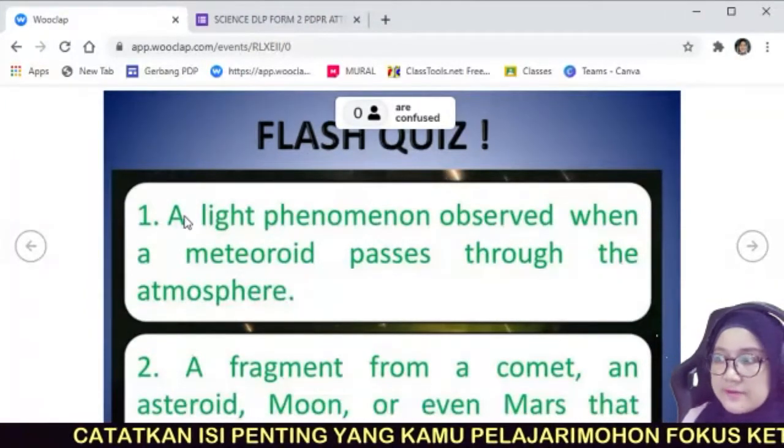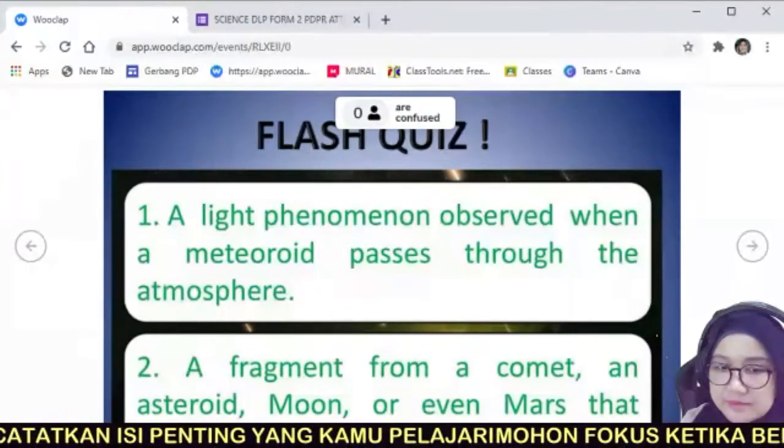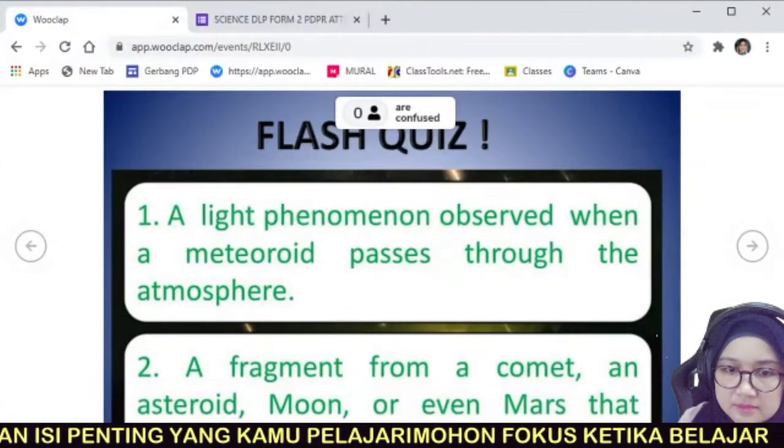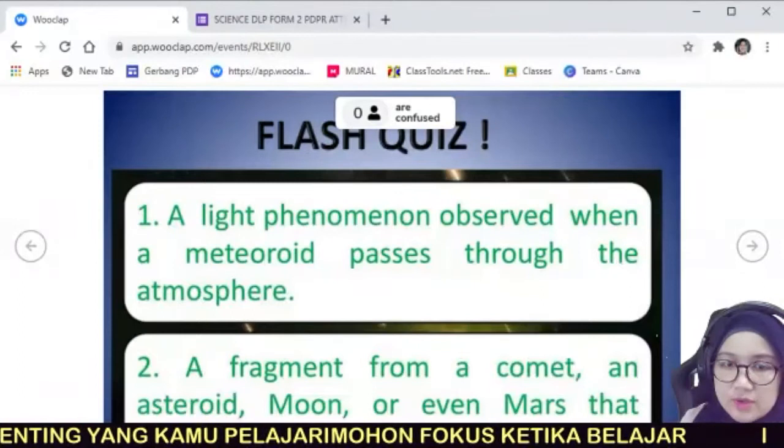Guys, what is the answer for number one? Meteor. Yes, very good, Chua Pengui.